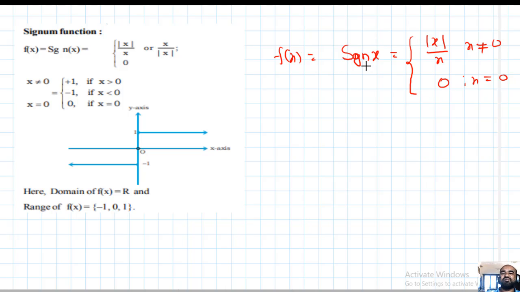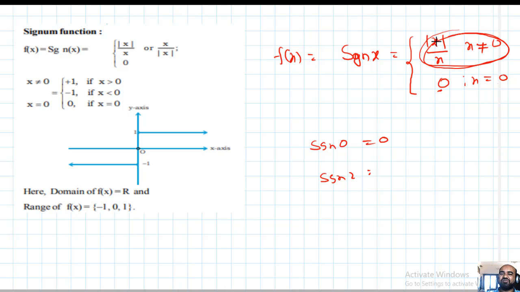Students, listen. The signum function is defined as mod x by x when x is not equal to 0, and 0 when x equals 0. Somebody may ask what is the value of signum of 0; you can say 0 only, because signum is 0 when x equals 0. Somebody may ask what is signum of 2? Since 2 is not 0, this rule should be used.